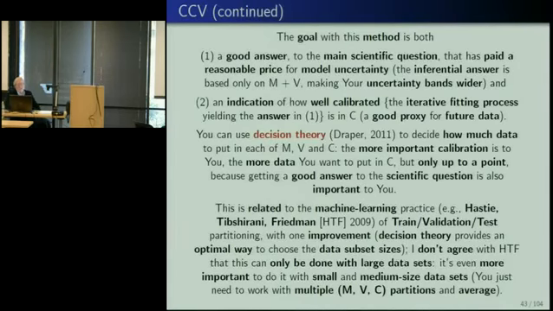Now an implementation question arises. How much data should you put in each? I just suggested as a rough rule of thumb, a half, a quarter. But of course, we can use Bayesian decision theory to answer this. The more important calibration is to me, the more data I would put in C, but only up to a point, of course, because if I put a tremendous amount of the data in C, then I'm not going to get a very accurate answer to the question I started with to begin with.